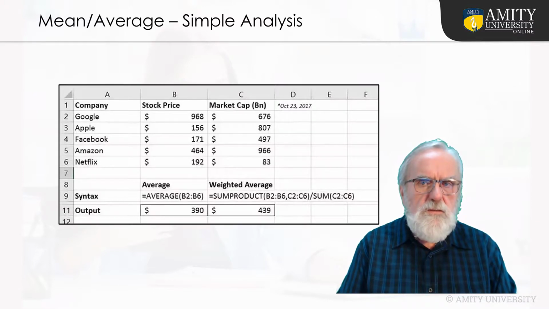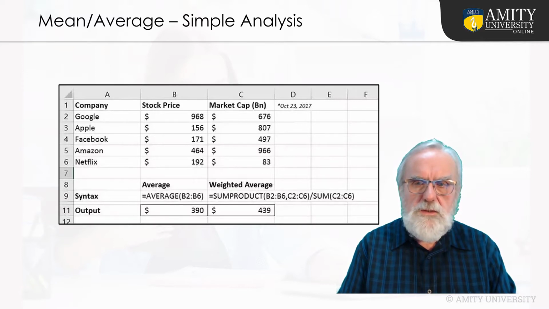This is probably due to the impact of the Google stock price and the Amazon stock price. The stock price of Netflix tends to pull the average down, and the average without Netflix is $439, which is what our weighted average is.